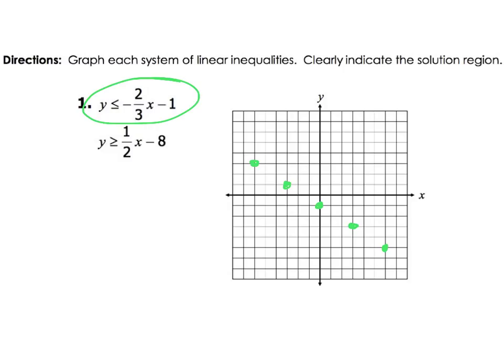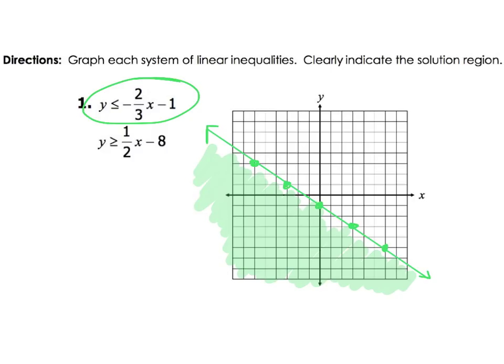Now, because it's less than or equal to, that means we do a solid line. If it was just less than, it would be a dashed line. Because it's less than or equal to, we want a solid line going through all the points, and you're using a ruler so it goes through all of the points. Let me fix my line. There we go. We want to put arrows on both ends, so it shows that it goes on forever in both directions. And because it's less than or equal to, we want to shade below the line. So that is the solution to the first linear inequality.